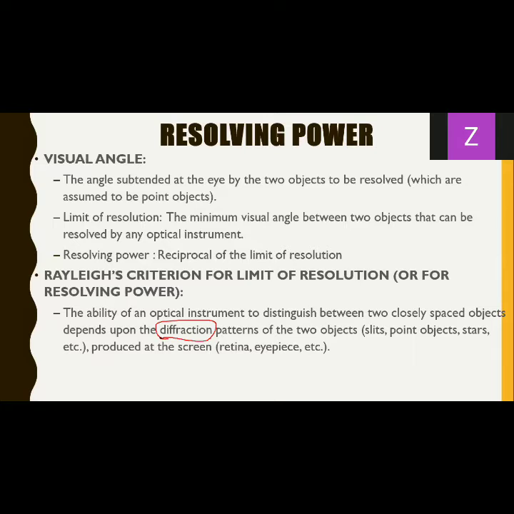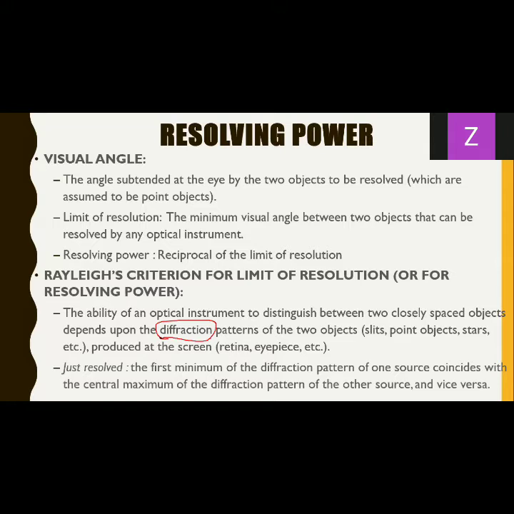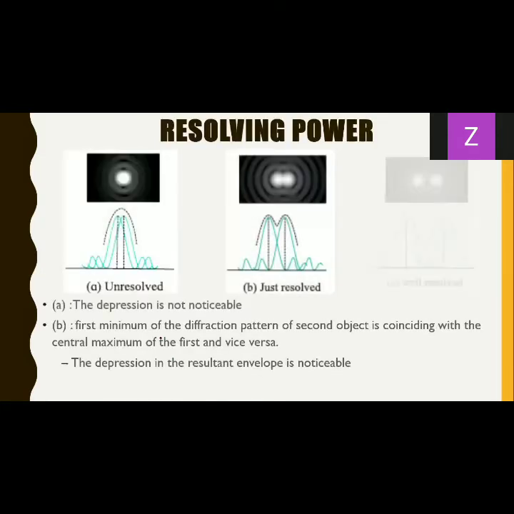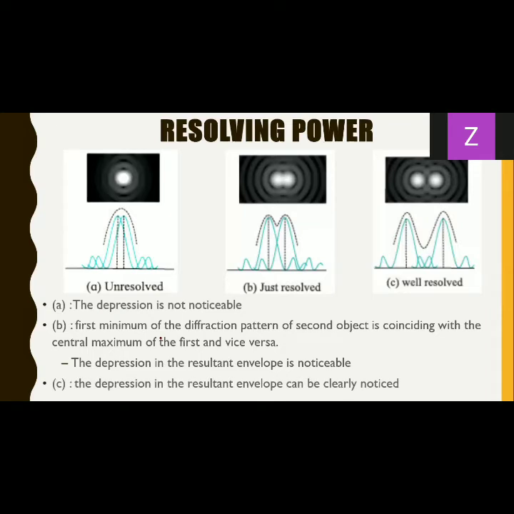And based on this diffraction pattern, we get the condition where the resolution has just started, which we call the just resolved condition. This is the part where that particular instrument has just started separating two objects. We have already seen these conditions over here, A, B, and C. If we consider A, it is unresolved. So you can see this is the diffraction pattern of these two objects.